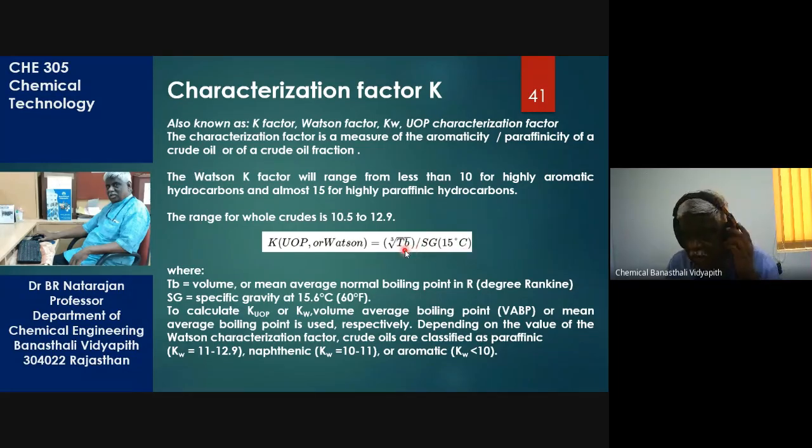So the boiling point is by a standard test, and the specific gravity is by a test method, and based on this we get the K value. Okay, and based on the K value, we can tell whether the crude is paraffinic, aromatic, etc. Right? So you can see when K factor is 11 to 12.9, it is paraffinic. And when K value is 10 to 11, it is naphthenic. And if it is below 10, it is aromatic. Okay, so this is characterization factor.